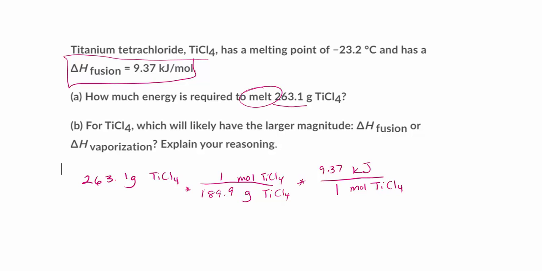Now let's just double check our stoichiometry here. We have grams titanium tetrachloride cancel with grams. Moles cancel with moles, and we are left with kilojoules. So when I run this in my calculator, I actually get 12.98 kilojoules.